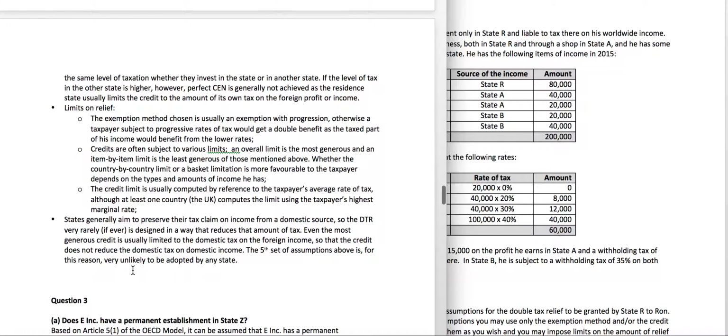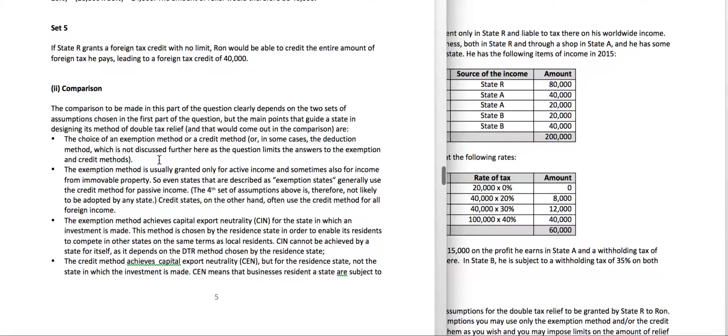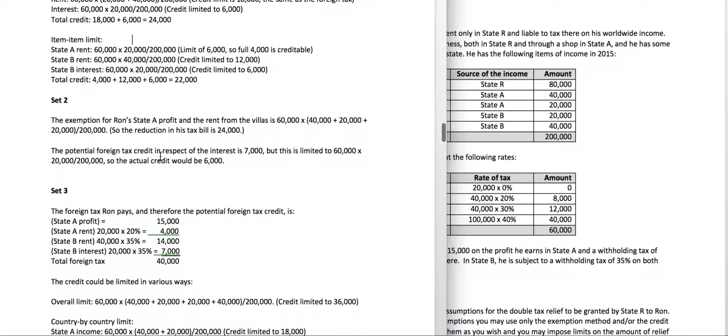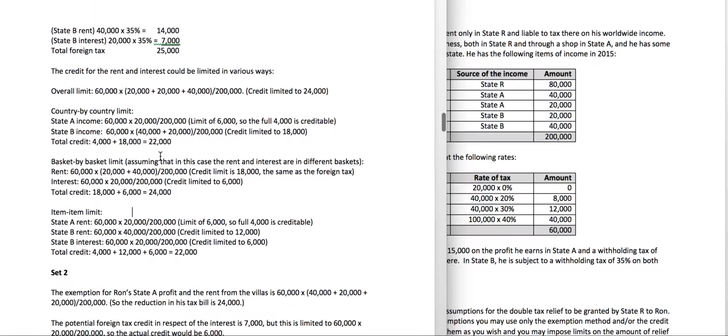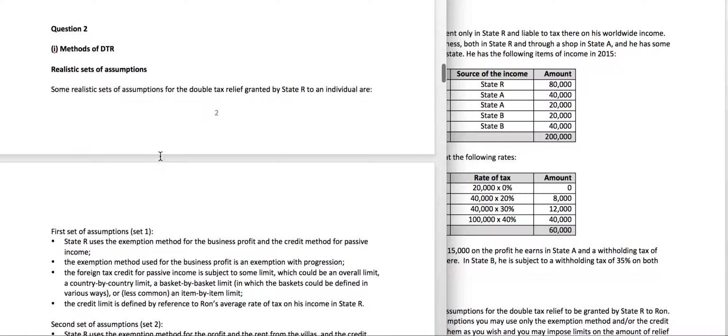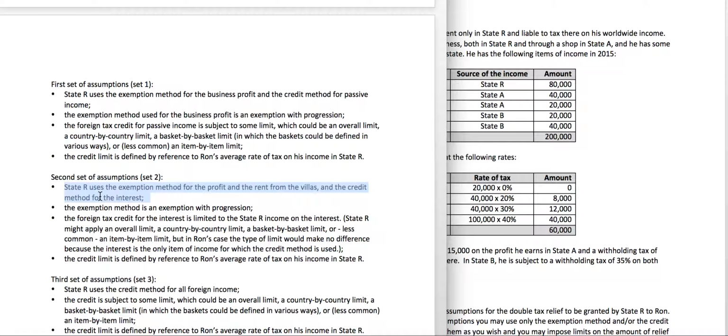And then you can compare these in multiple ways. As you can see, there are several other examples here that we could go through, and we might as well. So, second set of assumptions. State R uses the exemption method for the profit and the rent from the villas, and the credit method for the interest. So we're kind of just splitting things up here.